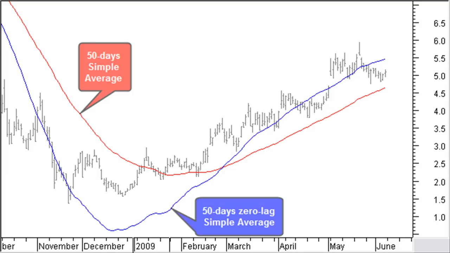The principles for limiting the lag of an average were introduced by Dr. Zhu Sharp in Stocks and Commodities magazine, January 2000. In the chart you can see how the 50 days zero lagging simple moving average clearly shows much less lag compared to the 50 days standard simple moving average.